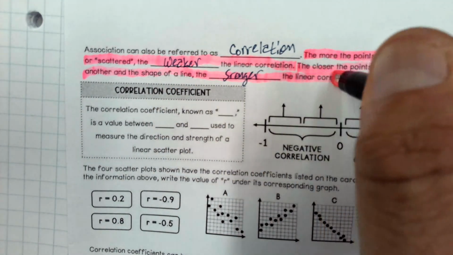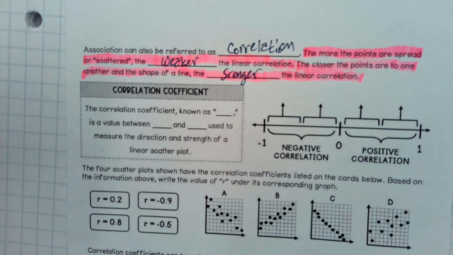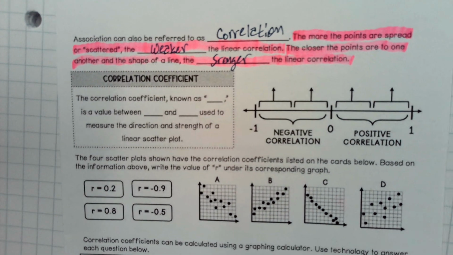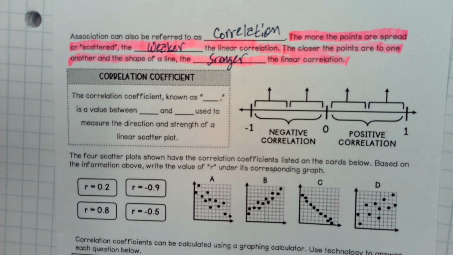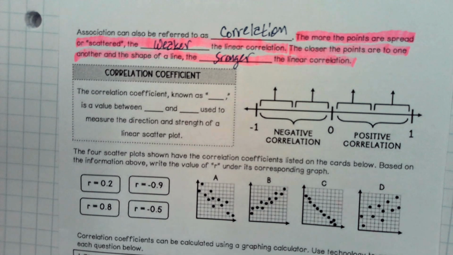So in math, we like to give everything a number. So in statistics, whenever the scatter plot is tighter together, forming a nicer line, we give it a number from what's called a correlation coefficient. So that's what we're going to talk about next.